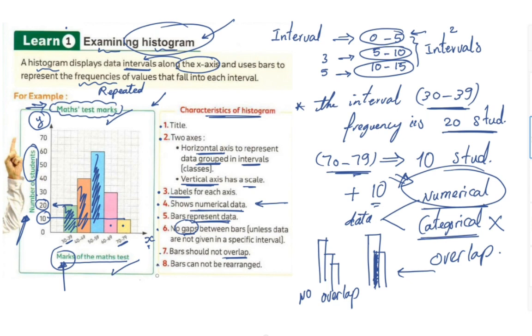So, bars cannot be rearranged. What does this mean? I have here from 30 to 39 the first bar, after it 40 to 49, after it 50 to 59, and so on. It increases in this direction. Can I move any bar instead of another one? No, because it has a direction to increase or to decrease. For more explanation, go to next.